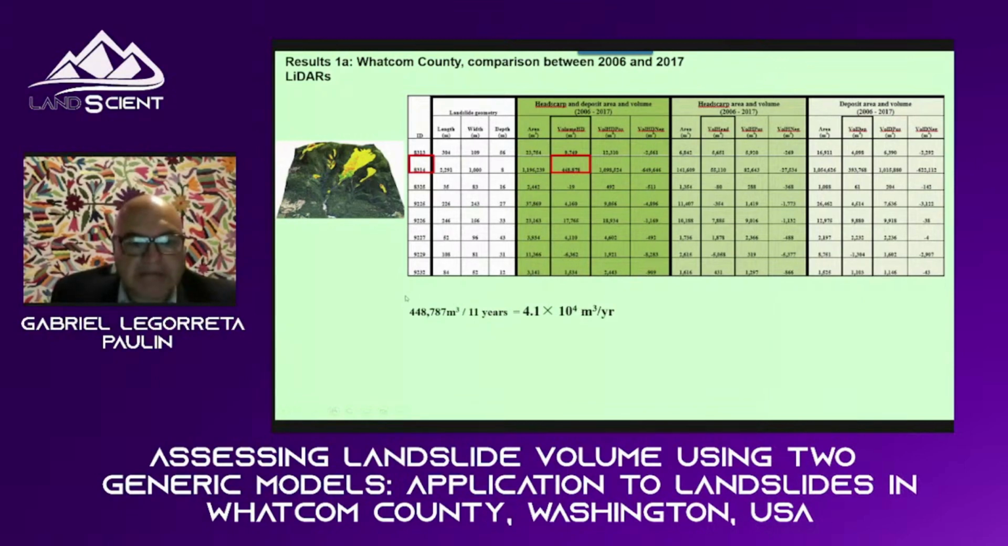If we divide this sum of volume by my time period of study, 11 years, Sweet Creek landslide is able to produce 4.1 times 10 to the 4 cubic meters per year. And if we know the soil density of this area, it will produce 9.2 times 10 to the 4 tons per year. How accurate is this value? I will say it's pretty accurate and is in the same order of magnitude as the one that was calculated in 2000 by Whatcom County Public Works.